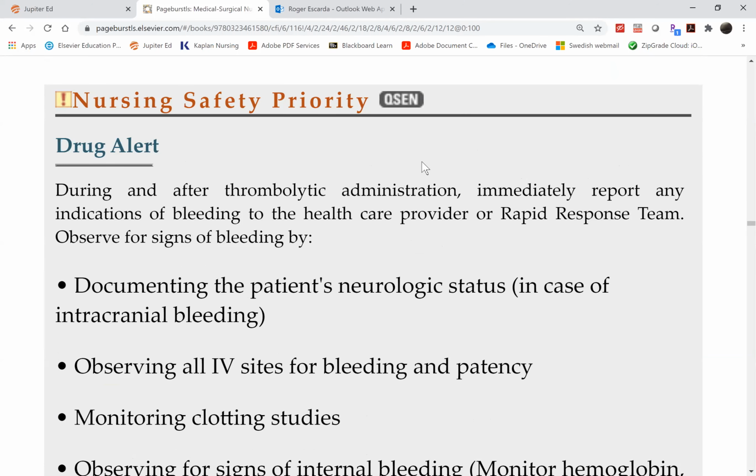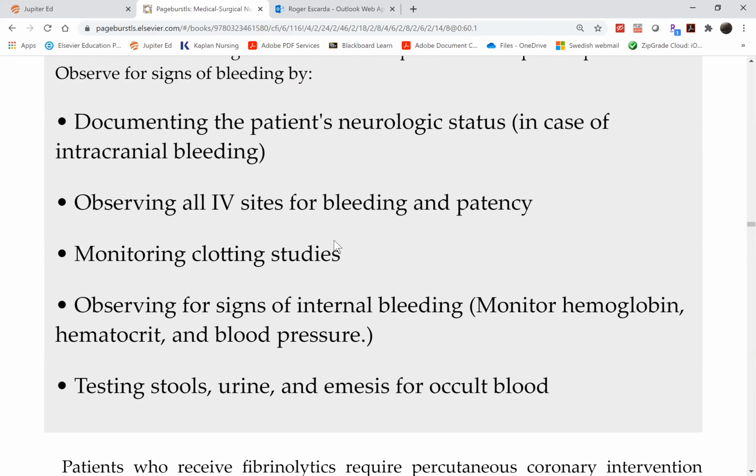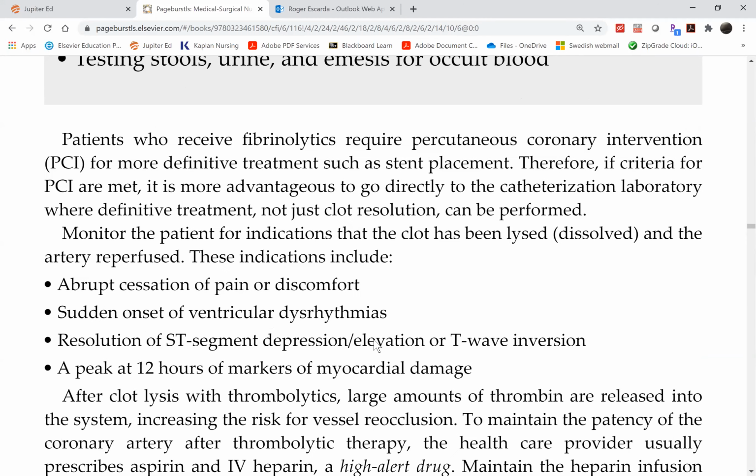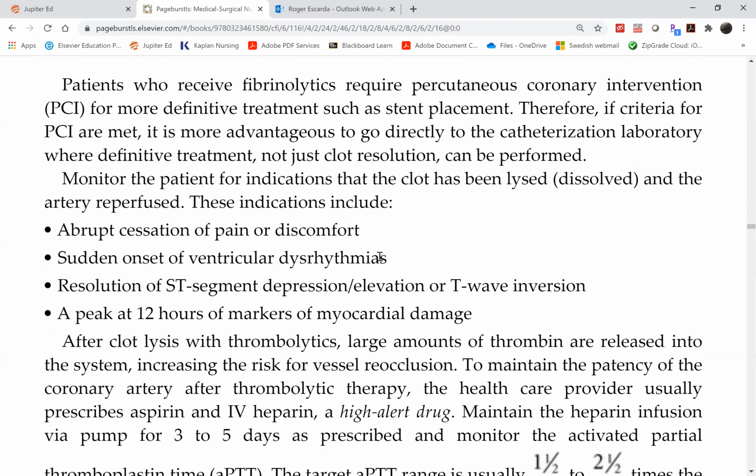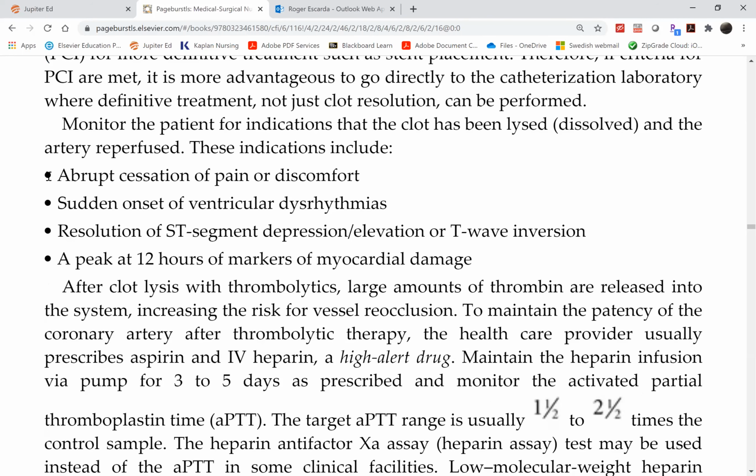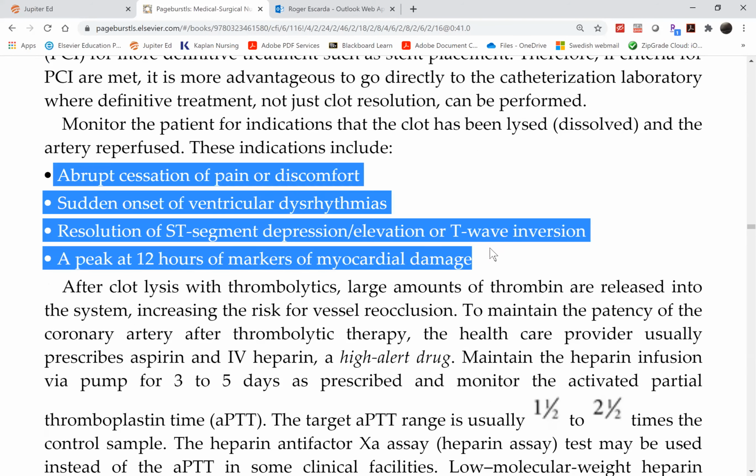And as with chapter 45, after alteplase administration, you have the best practice with administration. So here it is again. If the patient's clot was resolved, there are indicators. So these are your signs. Okay, so that means the clot was dissolved.